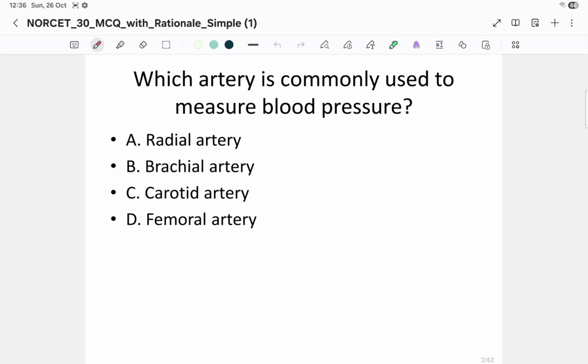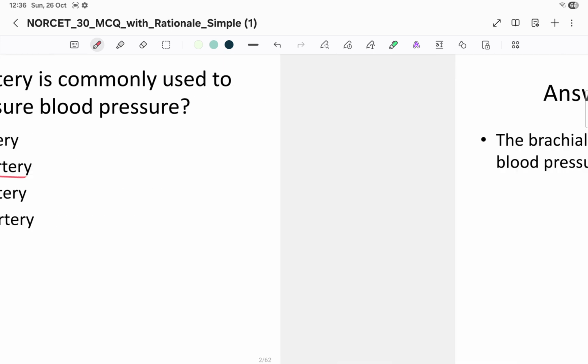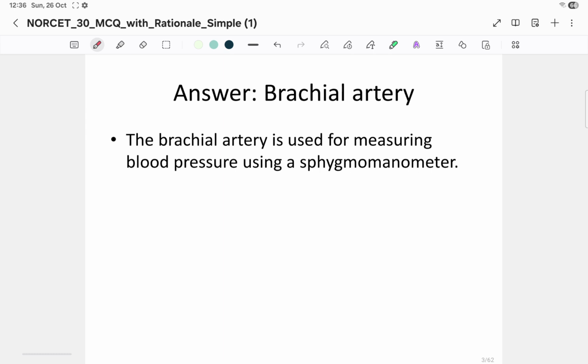And the correct answer is option number B, brachial artery. Brachial artery is located where? In the upper arm, right? So this artery is commonly used to measure blood pressure. Rationale: the brachial artery is used for measuring blood pressure using what? Sphygmomanometer. The BP instrument is called sphygmomanometer.